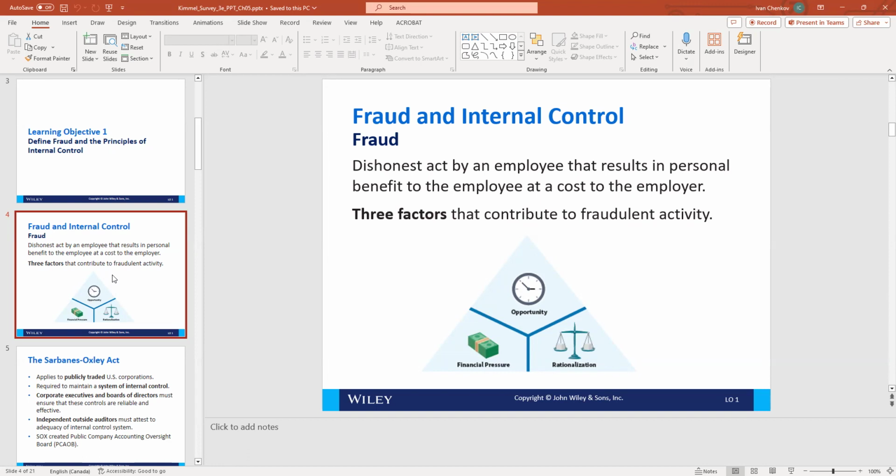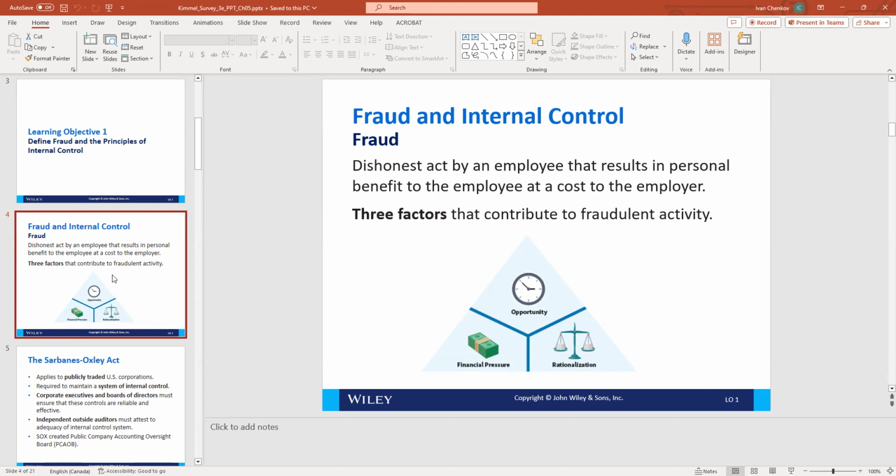Yes, it can be. Is that qualified as fraud? Well, that's a very fine line here. Because if we're looking directly at the definition of fraud, it is a dishonest act by the employee that results in personal benefit at cost to the employer.